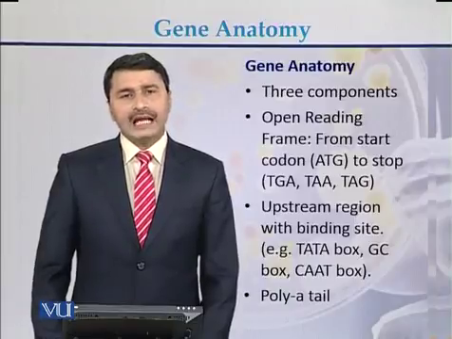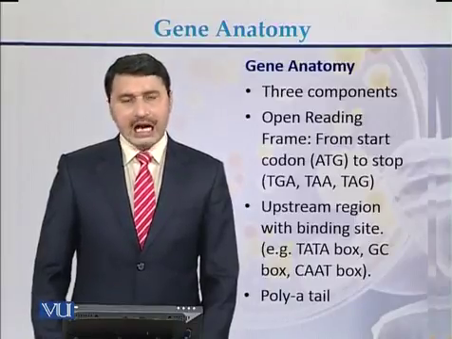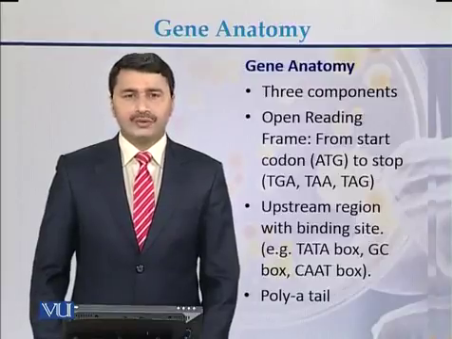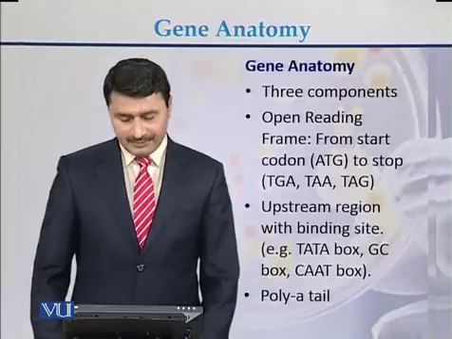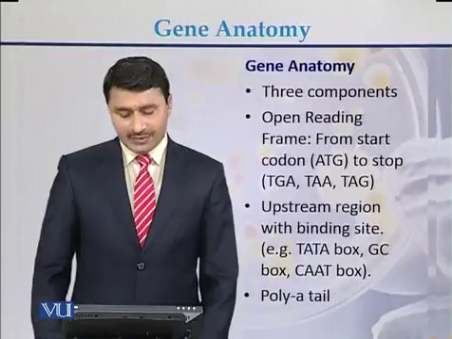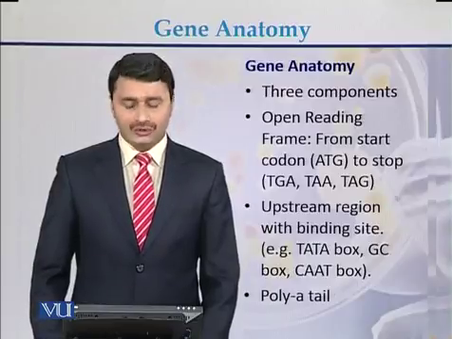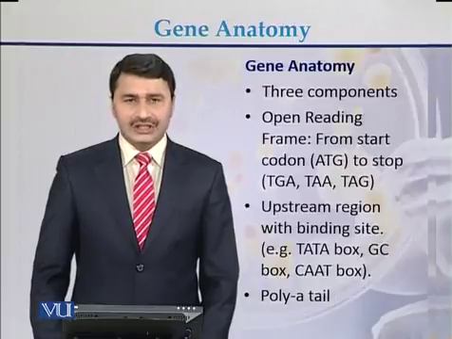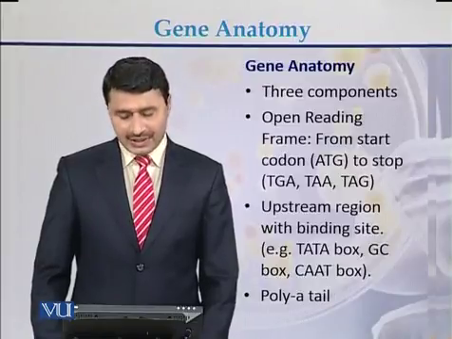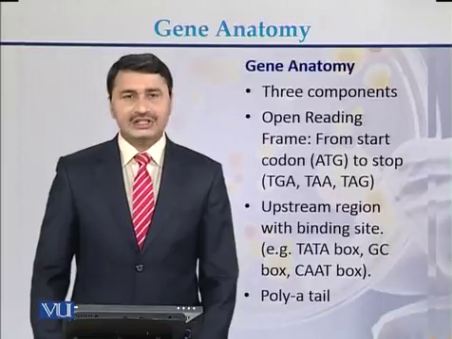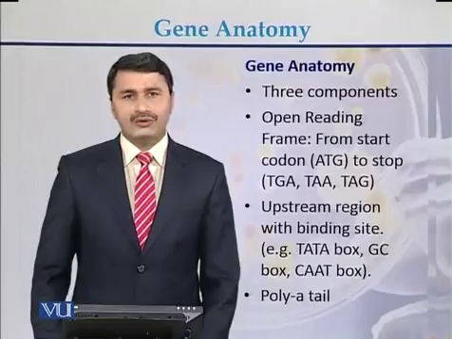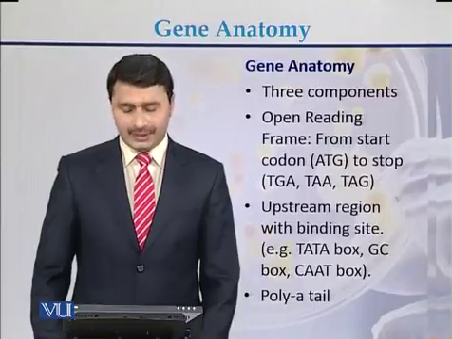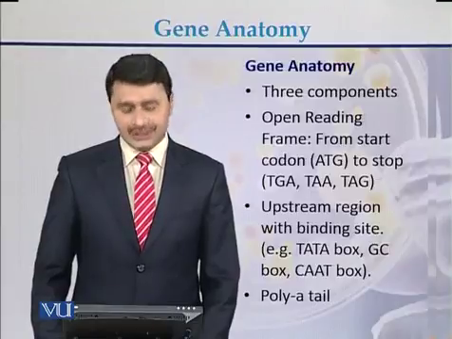If we look at the anatomy of a gene, it consists of three main components. The first one is called the open reading frame. Frame means from start codon up to stop codon. The start codon can be ATG, and the stop codons can be TGA, TAA, and TAG. So the entire sequence present between the start codon and the stop codon is called the open reading frame. That is the first component of the gene.